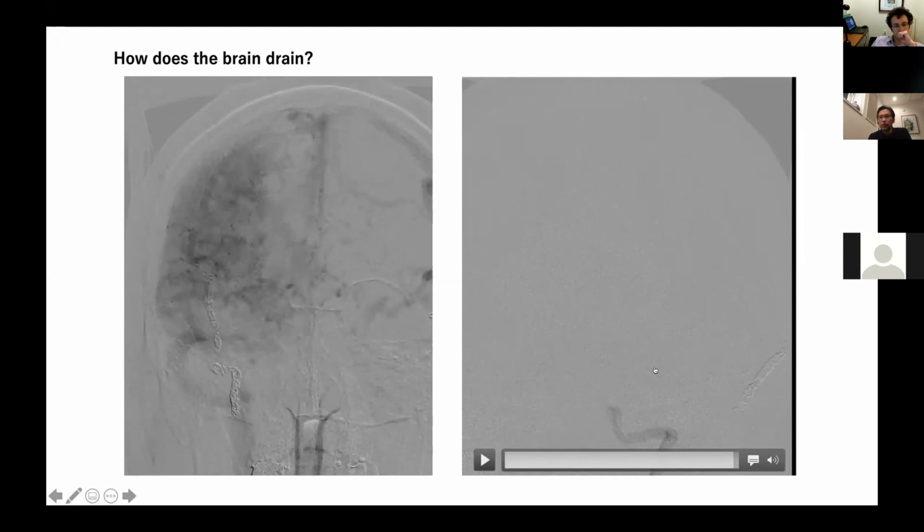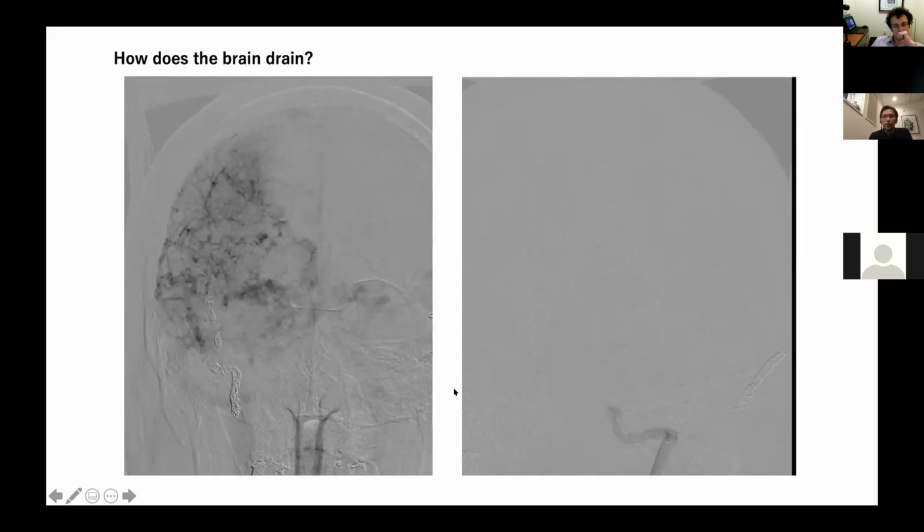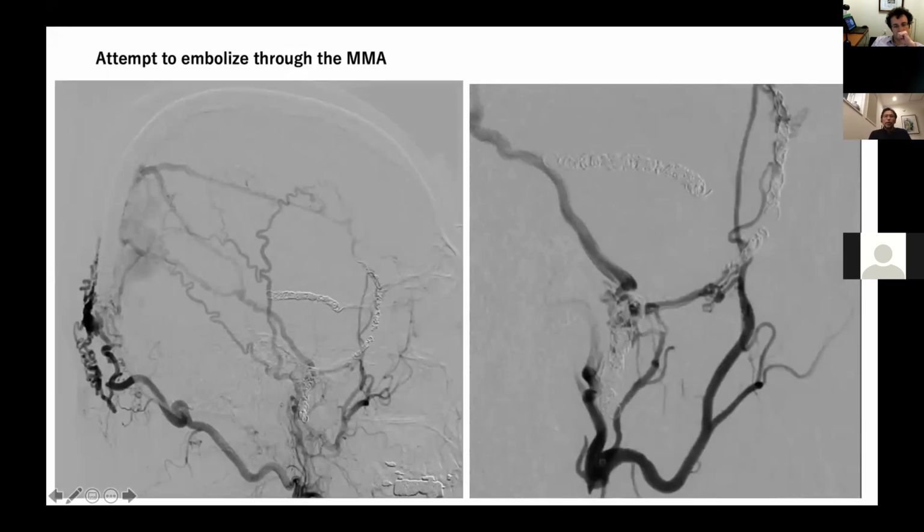I don't know how this one doesn't work. Okay, anyway, it was so congested. So we decided to do a transorbital embolization for this case.